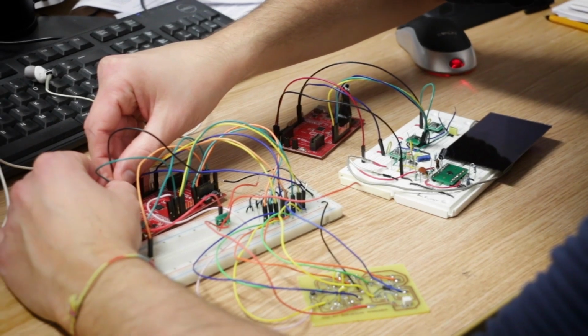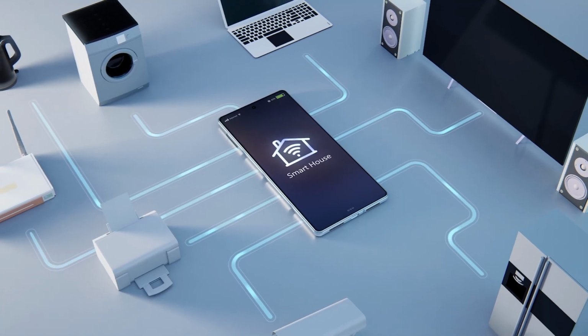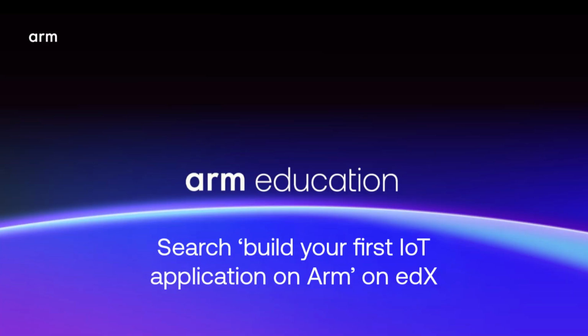The Internet of Things is one of the fundamental building blocks of the next wave of computing. Forge your own career path in this connected world by enrolling in our course today.